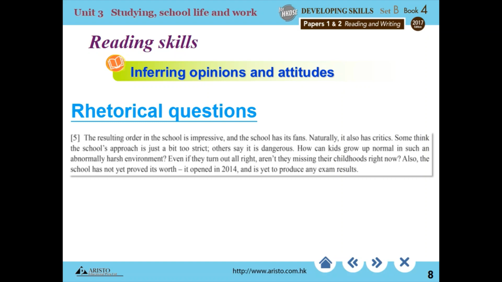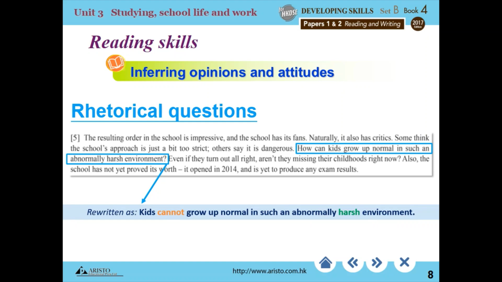Take a look at the rhetorical question here. How can kids grow up normal in such an abnormally harsh environment? Again, the person asking the question isn't looking for an answer. What they are saying is, in fact, kids cannot grow up normal in such an abnormally harsh environment. So from this, you can see that the rhetorical question is used to express disagreement.